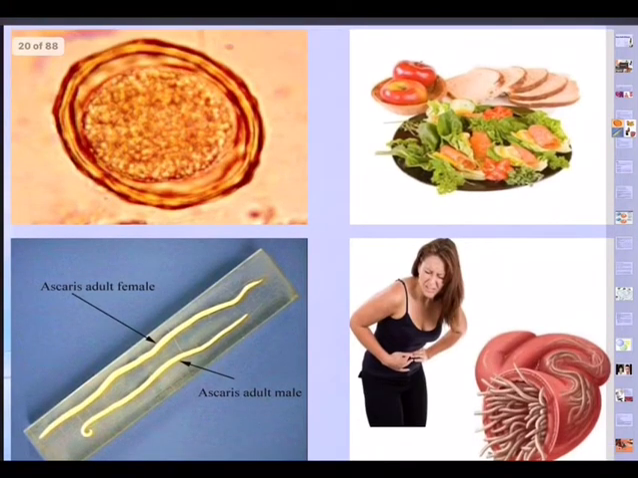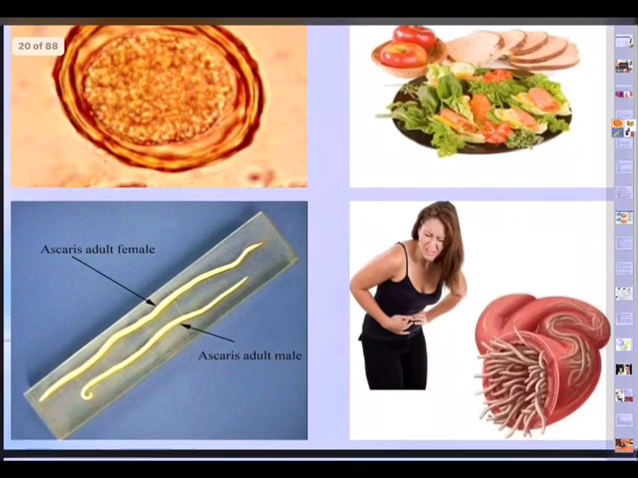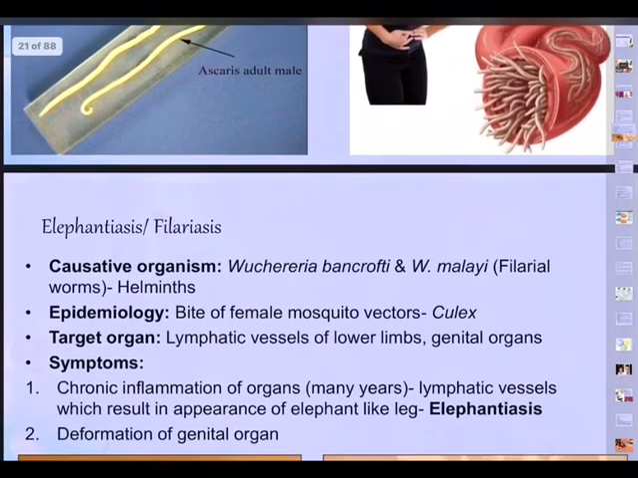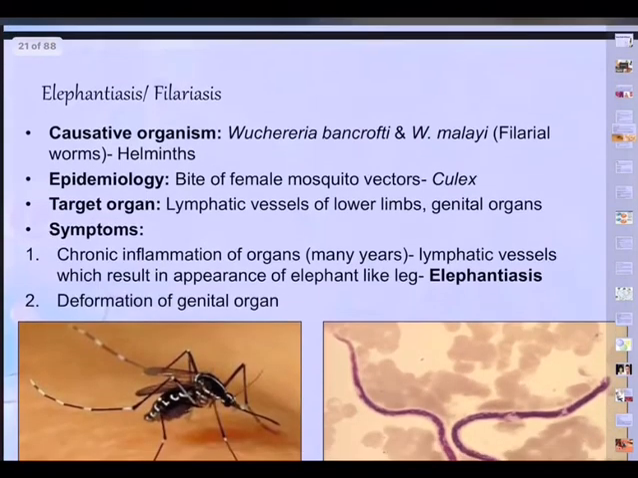The male one is short and the female one is long. You can see here, whenever we consume infected material, infected food, infected water, and look at our intestine, how many worms are there inside: ascariasis. And then next we go to the next helminthic organism, that is elephantiasis.